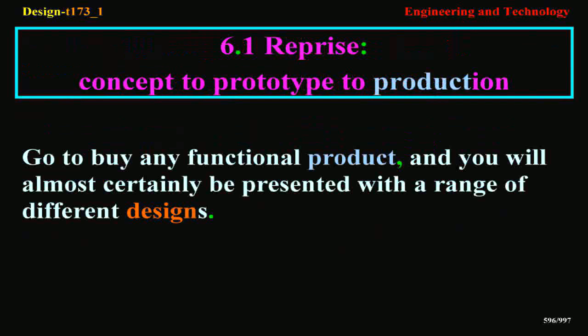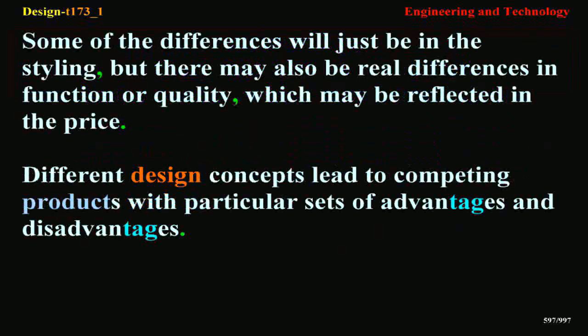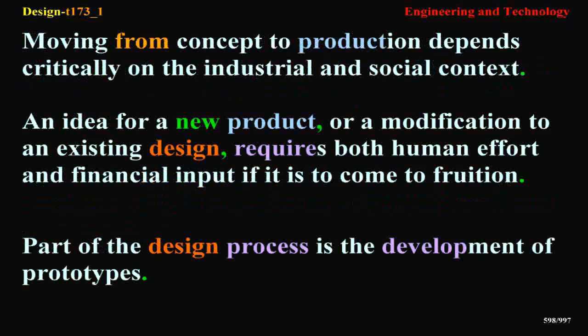Go to buy any functional product, and you will almost certainly be presented with a range of different designs. Some of the differences will just be in the styling, but there may also be real differences in function or quality, which may be reflected in the price. Different design concepts lead to competing products with particular sets of advantages and disadvantages. Moving from concept to production depends critically on the industrial and social context.